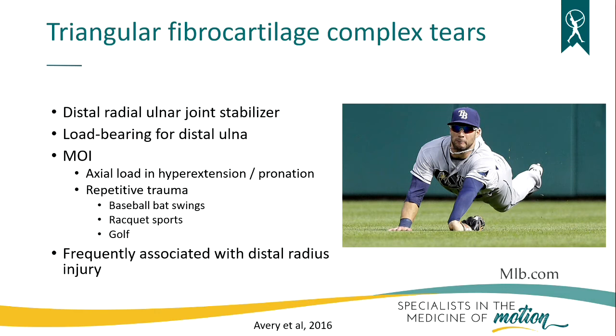You may see TFCC injuries on the ulnar aspect. We know that this is a joint stabilizer for the distal radioulnar joint. It acts as compression and almost a little disc, like a meniscus for the distal ulna. And we'll see this more frequently in racket sports or baseball or golf. It can be associated with a distal radius fracture. It's actually quite frequent with distal radius fractures, but they typically will improve with time in the healing process.